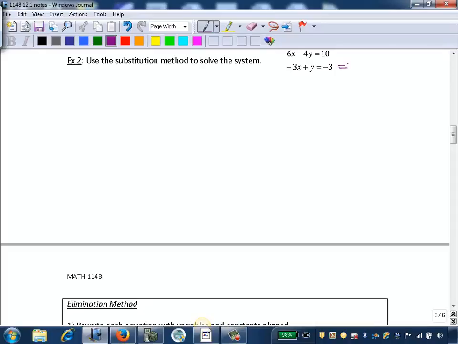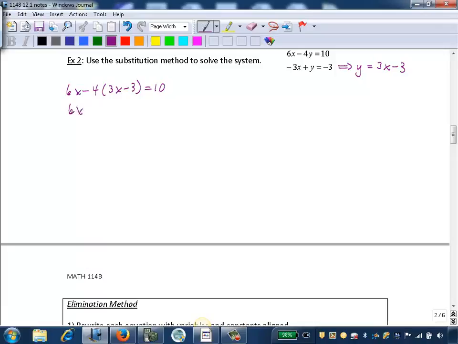So if I rearrange it, if I add the 3x to both sides, that will give me y equals 3x minus 3. So now I'll take this y value, this 3x minus 3, and substitute it into my other equation for the y value. So now I'll have 6x minus 4 times (3x minus 3) equals 10. So now I've taken it from two variables to just one variable. Now it's all x's, and I can solve for that x value.